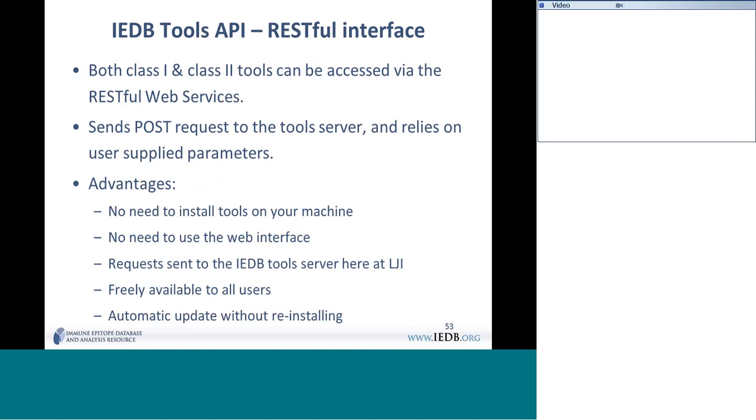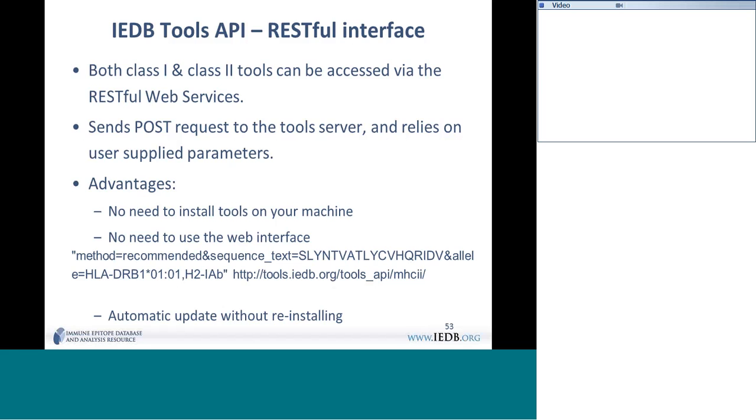It collects your input parameters, sends the post request to the server located here, and it does the prediction and sends the results back to you. The advantages of this version compared to the others are that you don't have to install the standalone version locally on your machine, and you don't have to depend on the web interface, but you still need the internet. It's not locally run, but you don't have to go to the web interface and copy and paste. The requests are sent to the IEDB tool server here at LJI, and it's freely available to all users. And you don't have to worry about updating or new releases. It's automatically updated. For the standalone version, when a new version is released, you will have to update it, but you don't have to worry about that when you use this API.